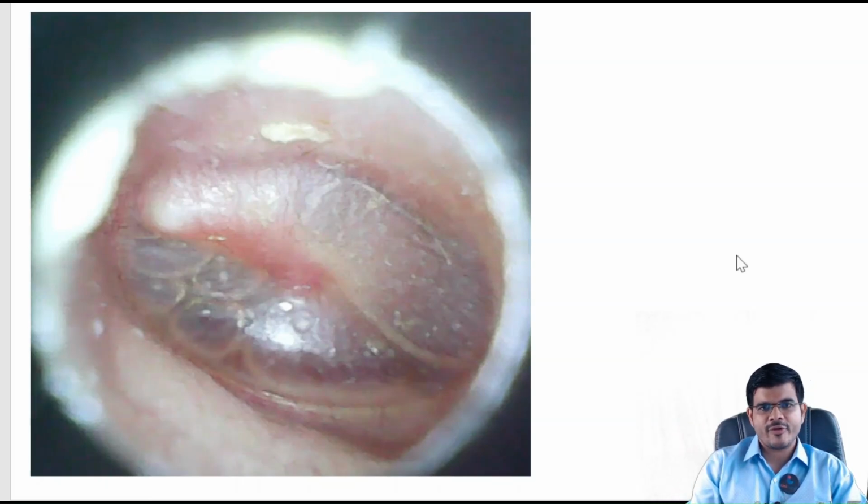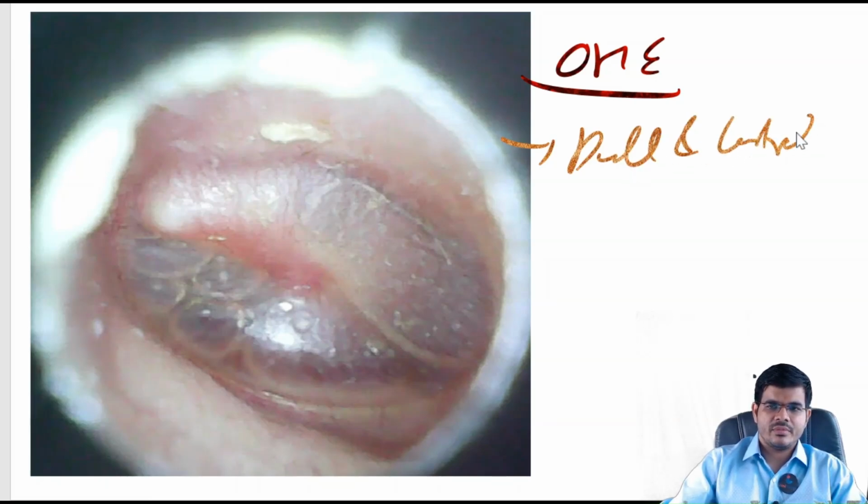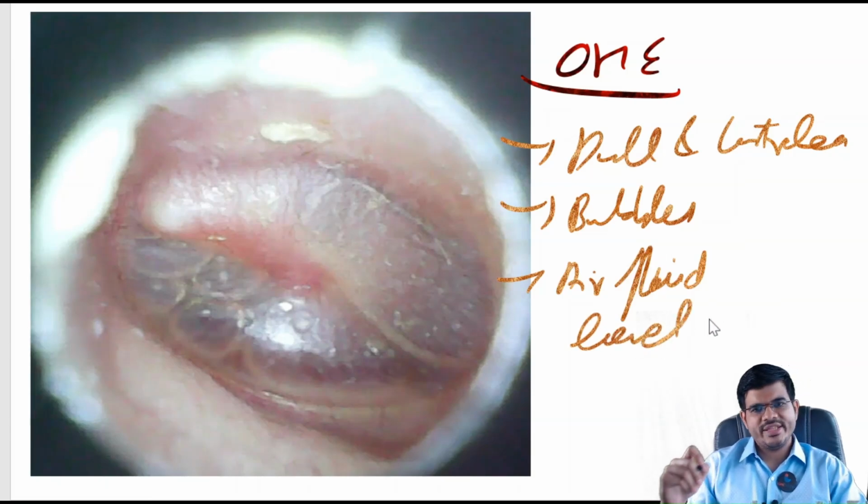Now what are the features of a otitis media with effusion? OME features include, yes, what are the features that you see here? There could be a dull and lusterless TM, okay, and apart from that you will be able to see bubbles, air fluid level may be seen, okay. All these are features of otitis media with effusion, and the mobility of the TM will be affected.